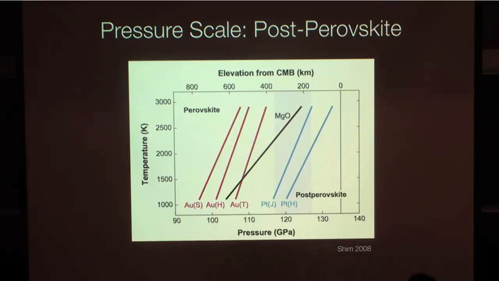Post-perovskite transformation is another one. This is the post-perovskite boundary measured with different scale, MgSiO3. In an ideal world, we want to see all of them matching each other nicely. What do you see? Depends on which scale you pick. It goes down all the way to 105 GPa. It goes up all the way to 130 GPa. It's still out there.